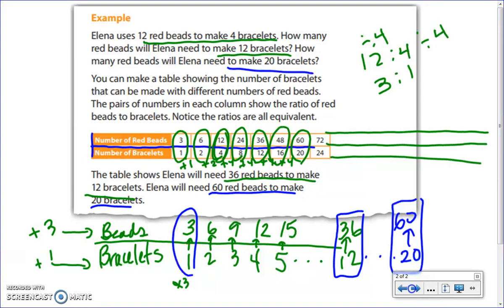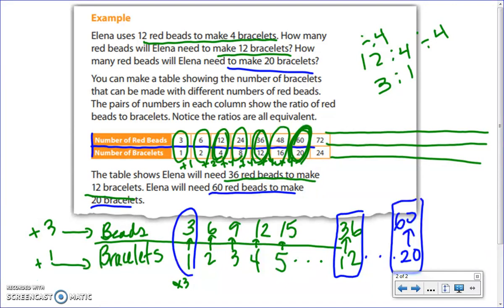For 12, and then later on 20. So just because there's not a pattern from left to right doesn't mean that this is an incorrect table.